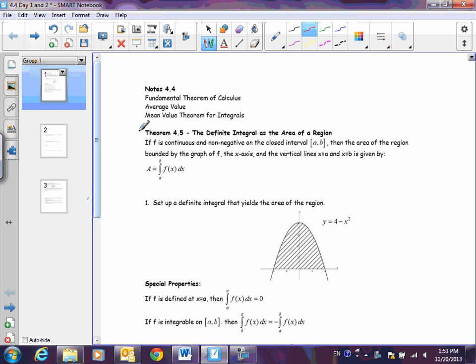Okay, so we're going to go over a few different things. The main idea of today is this thing called the fundamental theorem of calculus. Some of the rest of the stuff we're going to do tomorrow.